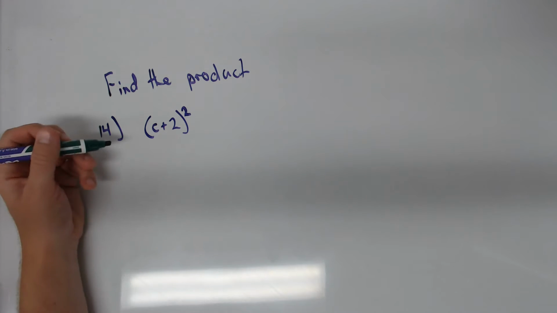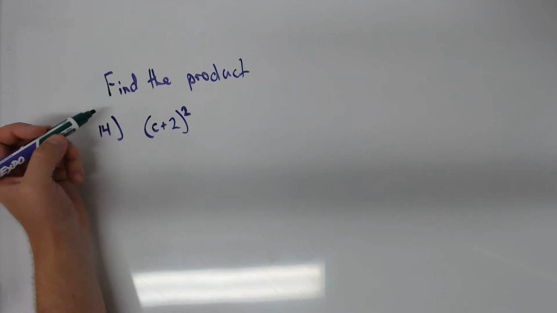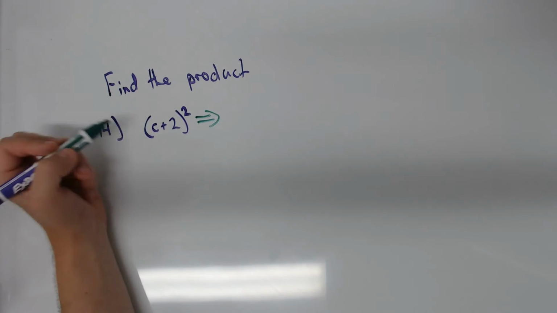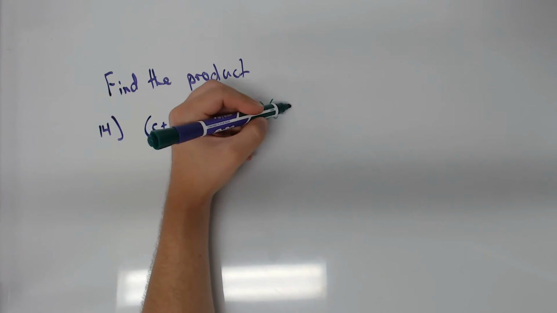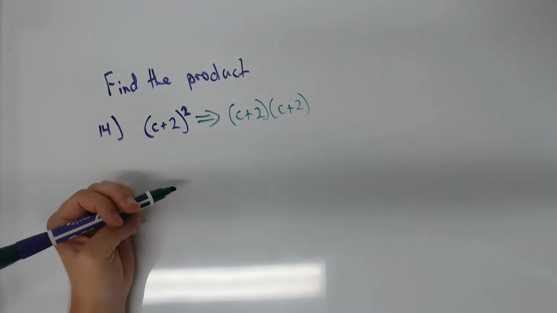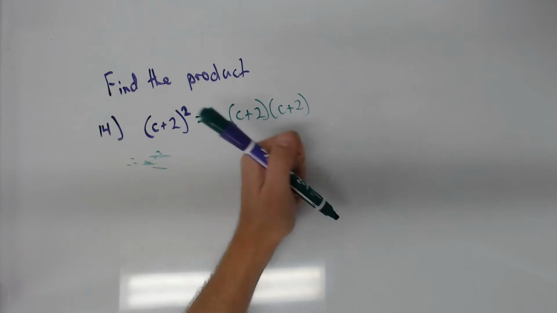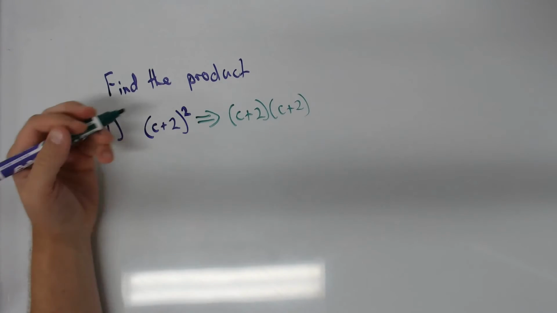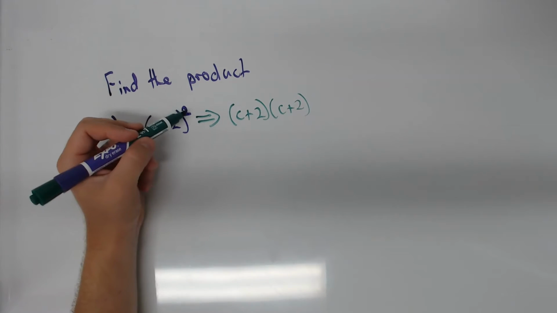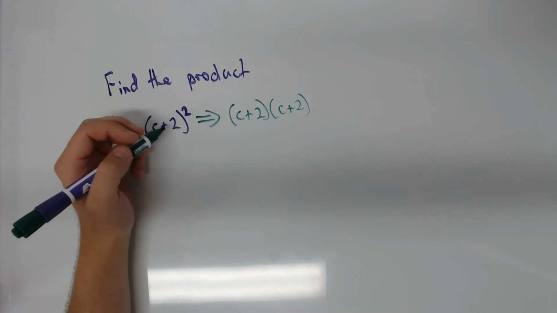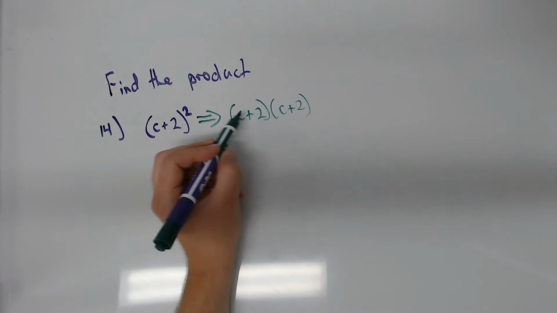The next few problems are about finding the product, which means we're multiplying polynomials here. So the first thing to look at is c plus 2 squared, which means c plus 2, c plus 2. We had a bad habit, some of us, of saying c squared plus 2 squared. No, that is not what that means. You can't apply the exponent like that when things are added inside. Exponents mean multiply by itself, so we're going to multiply the whole parentheses by the whole parentheses. And this is what we get out of it.